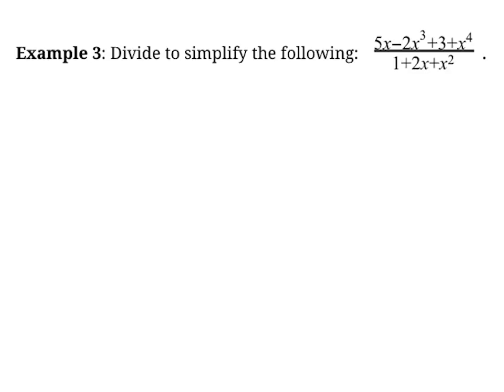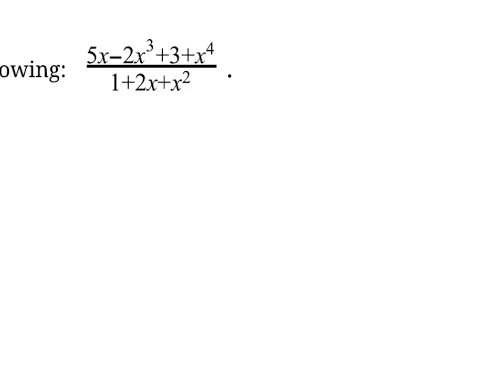Now let's try a slightly harder example where instead of dividing by a binomial, we're going to divide by a trinomial. So try it yourself, set it up the same way that we set it up in the previous example, and come back to the video once you get stuck. If you're coming back to the video, that means that you've tried this on your own, but you got stuck. It's really important that you try this on your own.